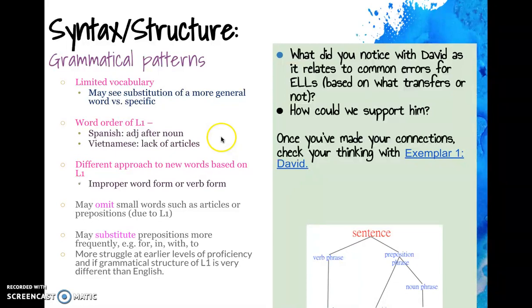One of the things that we see with English learners is that there might be a substitution of a more general word versus using a specific word. You'll notice this with David as it ties to vocabulary. When he is more familiar with the vocabulary, he is more successful with the syntax and grammar of the sentence as well.